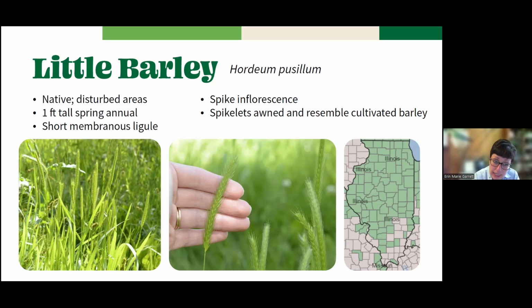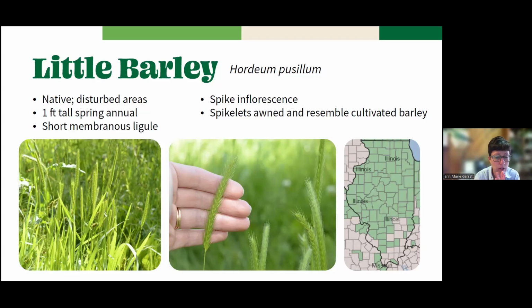Just like our last one, it's going to have a short membranous ligule and a spike inflorescence. In this case, it's going to pretty closely resemble more of a cultivated barley. You're going to see all of those awns held close to that rachis with short little awns. So this one you might confuse more with a Virginia wild rye, which we talked about a couple days ago, just with the shape of that spike inflorescence, how those awns are held upright, the whole inflorescence is held upright.